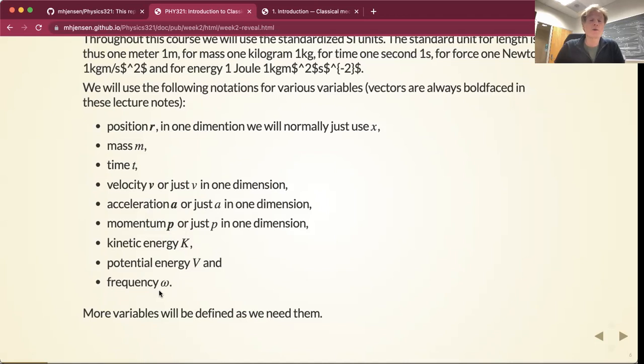And for potential energy, we will use the letter v. And for frequency, we will use the Greek letter omega. And you can define many more variables as we may need them. But these are some of the central variables which we are going to use in this course. And position, mass, and time are some of the fundamental variables in classical mechanics.